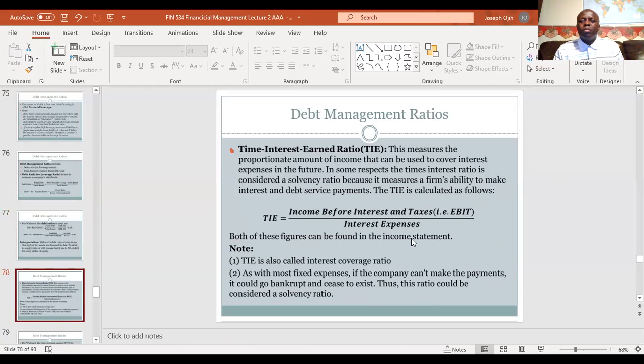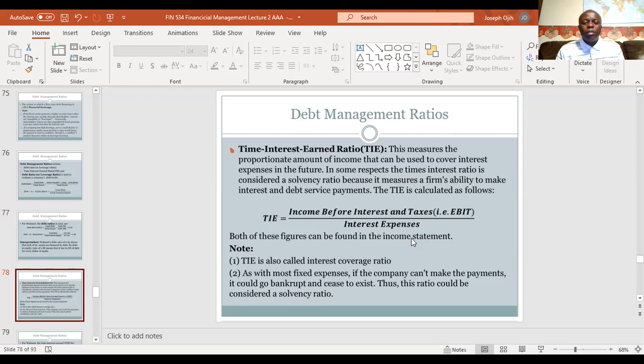So some analysts call it the solvency ratio because it measures a firm's ability to make interest and debt payments. If you cannot pay the full amount of your debt, at least if you continue to make interest payments, that might keep your lenders happy, and they'll leave you alone to do some project that will increase value.